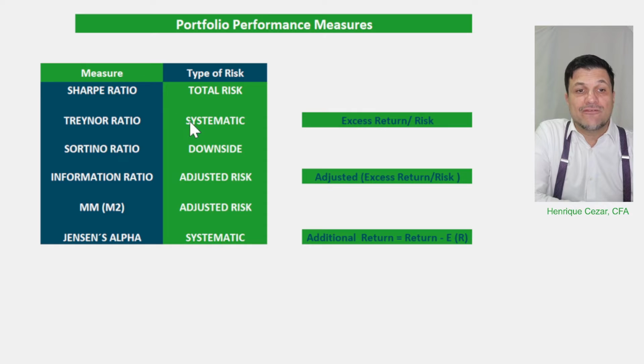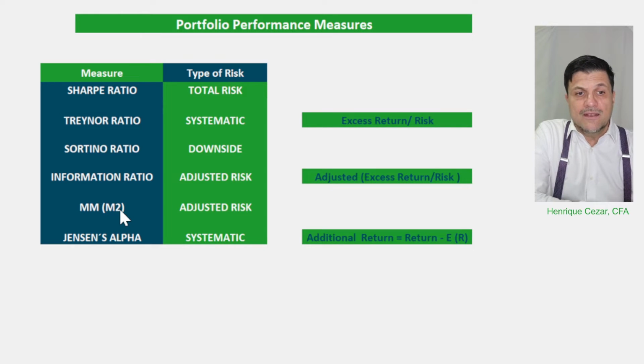The first 3, which I'm going to explain one by one very shortly, follow the idea of excess return divided by risk. Those are the first 3 ones. Excess return divided by risk. The information ratio is similar, but it's an adjusted risk performance. So it's adjusted for risk. So it's an adjusted excess return divided by risk. I'm going to explain that.